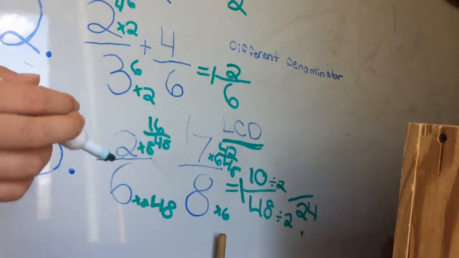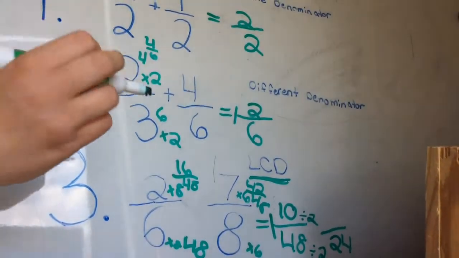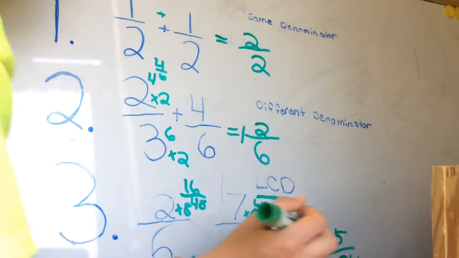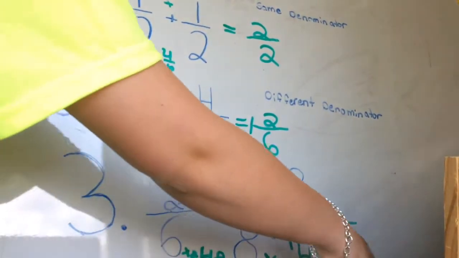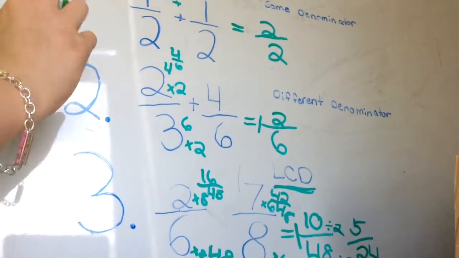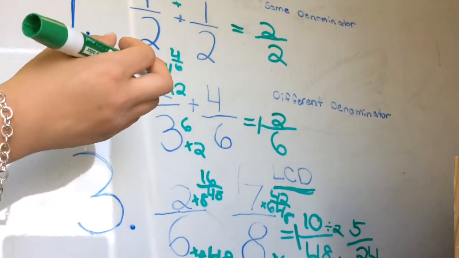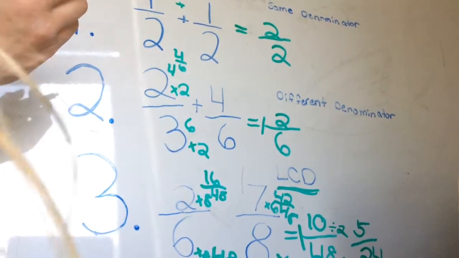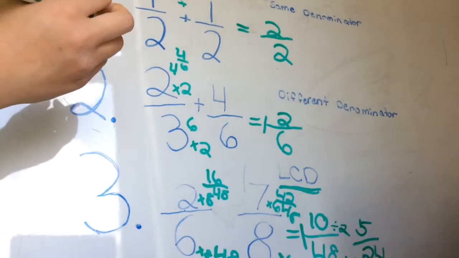Now see, we still have a high number, so we'll have to keep simplifying it again. But I think you can do that now that we learned it. So 10 divided by 2 is 5. Oop, we gotta stop there. We have a prime number right here, so we cannot simplify this anymore. So our answer is 5/24. Thanks for joining us.